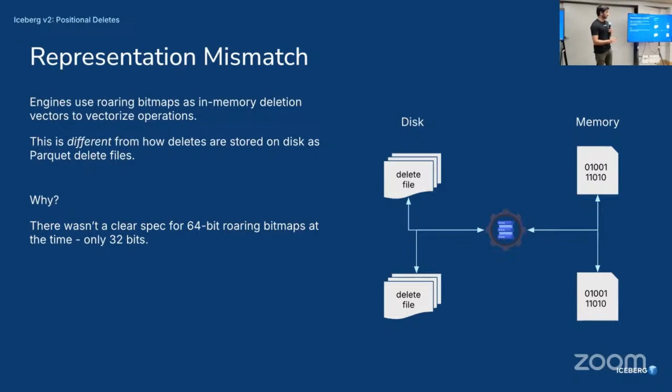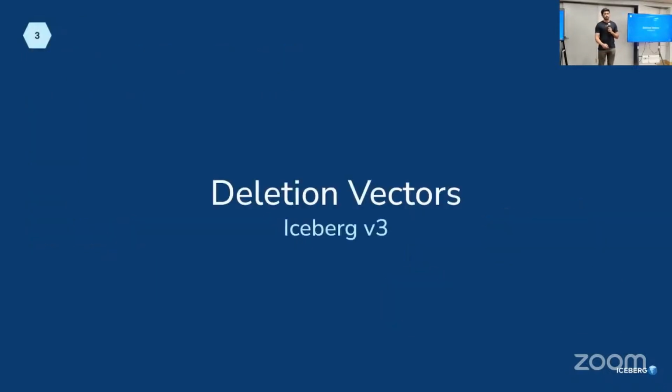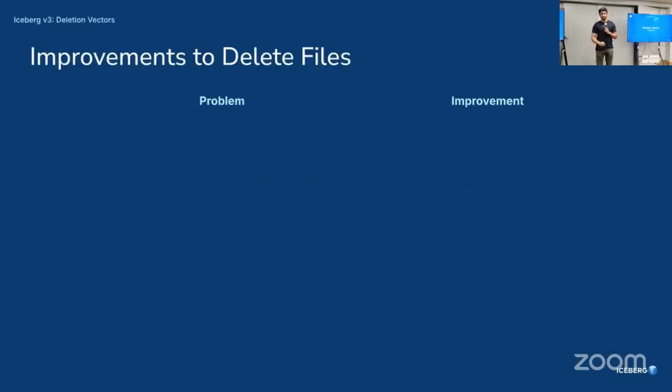The key idea that I want everyone to take away from this is just that there's a representation mismatch. What you save on disk is different than what the engine needs. With that, let's now go into the third phase of Iceberg v3, deletion vectors. So I want to start by highlighting what the key problems are and how we're going to improve this, to give almost a forecast of what we're about to discuss.